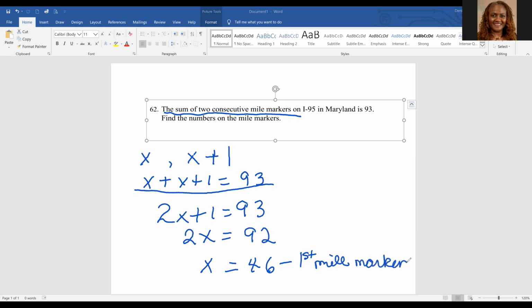And then if we look back at how we started the equation, we have x plus 1. So the second mile marker. Dr. Ted, you get the second line is 2x equals 92? Yeah, 2x equals 92 because I subtracted 1 from both sides. Oh, okay. And so then we have x plus 1 equals 47, which is the second mile marker.